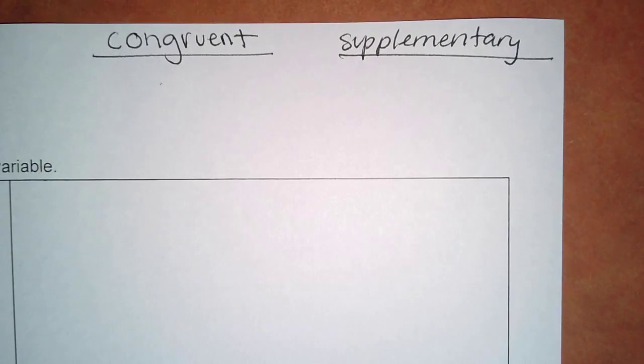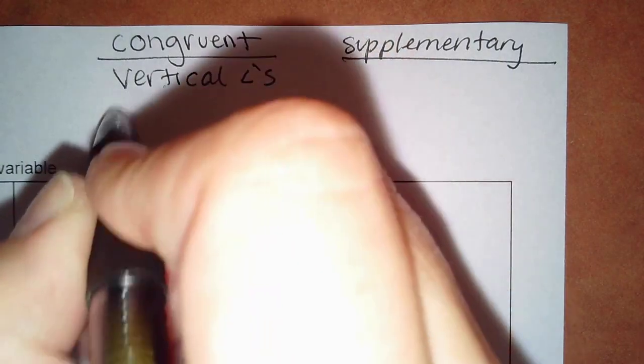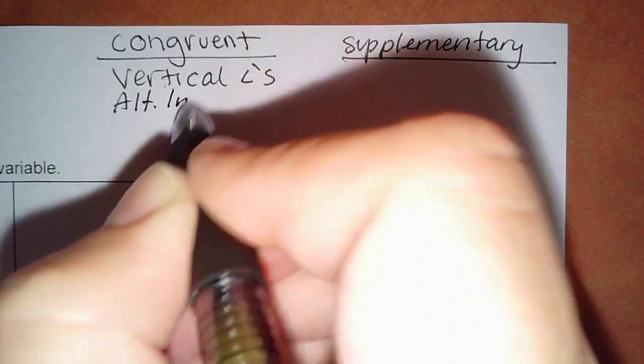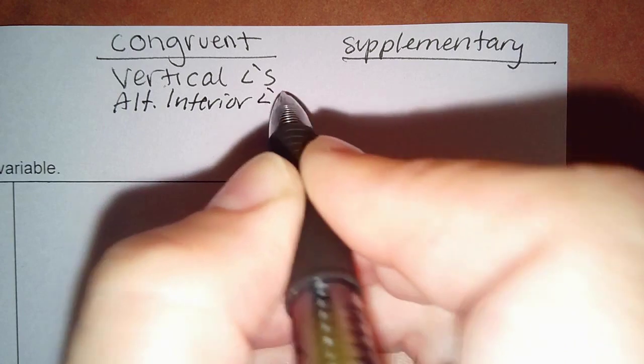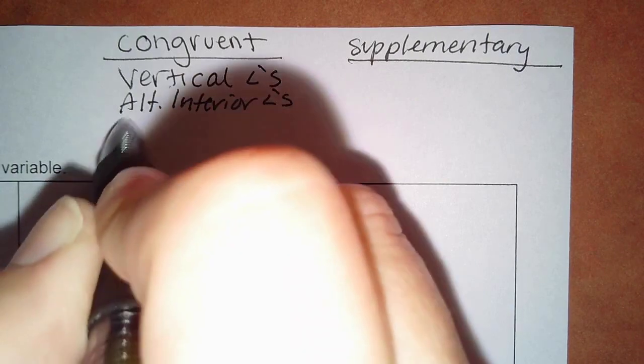Who's got one of the congruents? From the list from last class, the vocabulary words. Evan? Vertical angles. Vertical angles are congruent. Alternate interior angles are congruent. I'm okay if you abbreviate the word alternate with ALT. Alternate exterior angles.